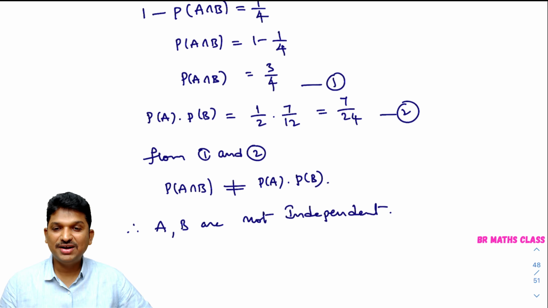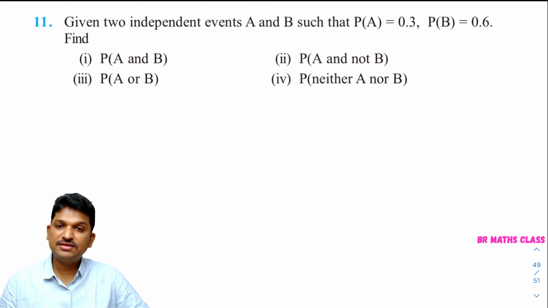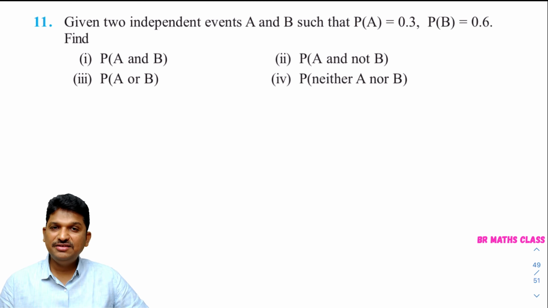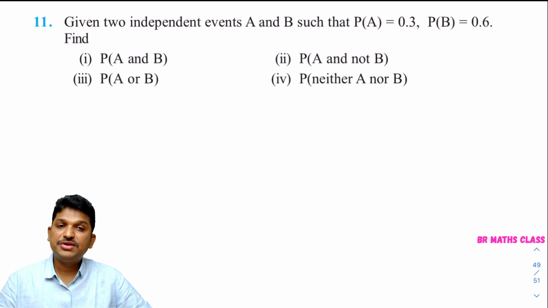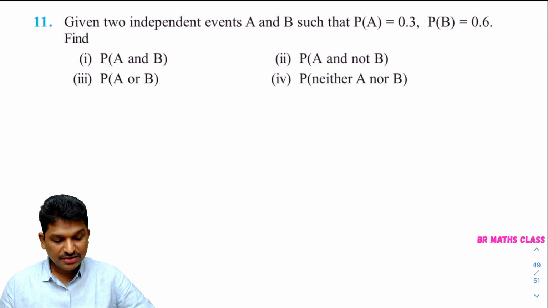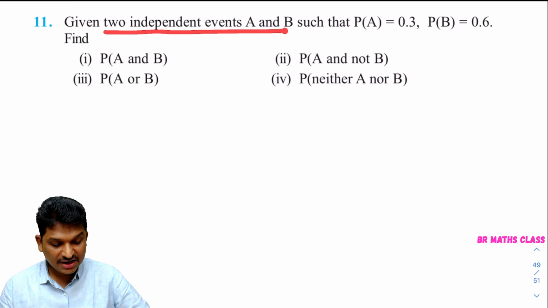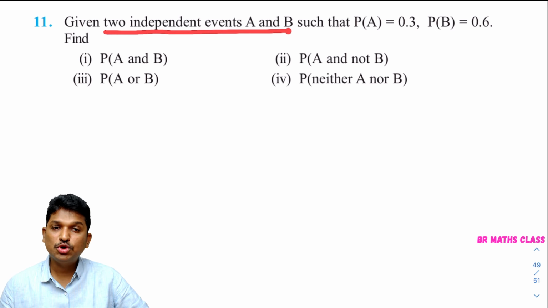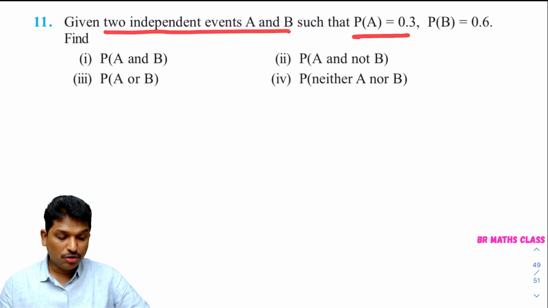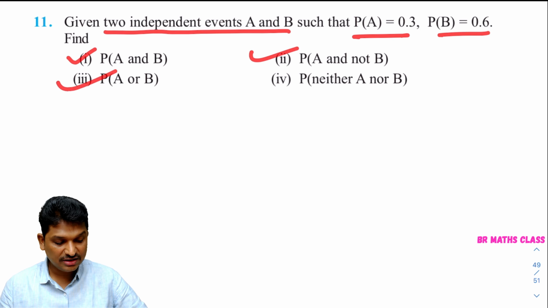I hope you are understanding. Right? Now we'll move to the next question. Actually, problems 9, 10, 11 are easy. No need to think much. Only some basic formulas from the sets chapter are needed. That's it. You see here, given two independent events A and B. In the question they are saying the events are independent, and they have given probability of A and probability of B. Then they are asking us to calculate these four things.